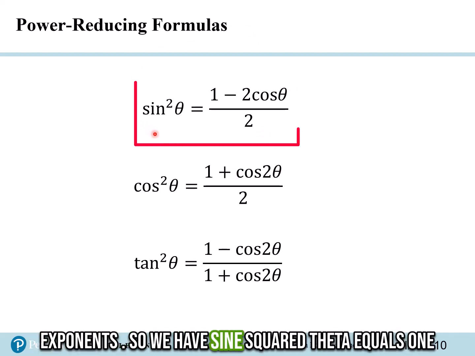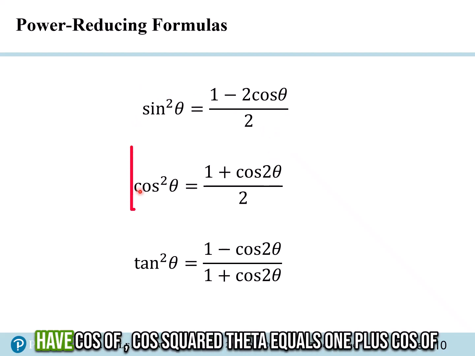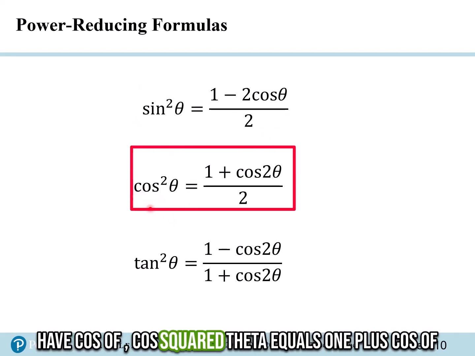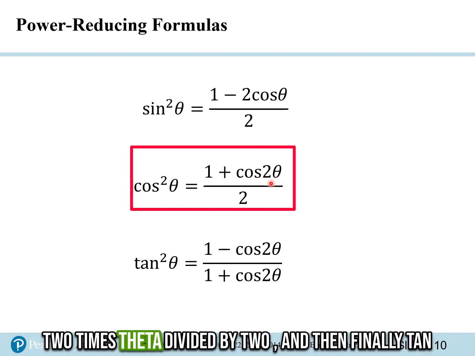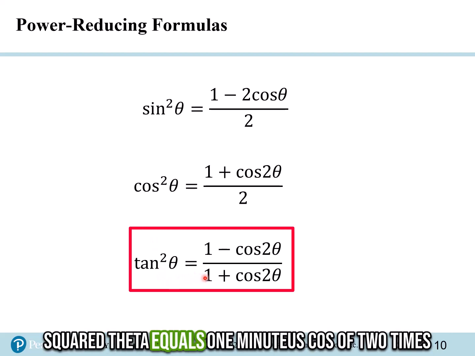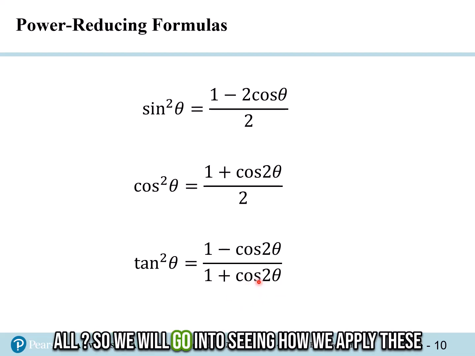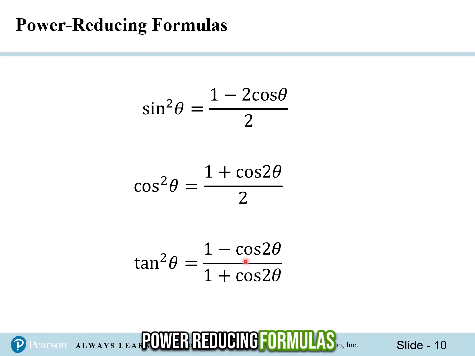So we have sine squared theta equals 1 minus cos of 2 times theta divided by 2. Then we have cos squared theta equals 1 plus cos of 2 times theta divided by 2, and then finally tan squared theta equals 1 minus cos of 2 times theta divided by 1 plus cos of 2 times theta. So we will go into seeing how we apply these power reducing formulas.